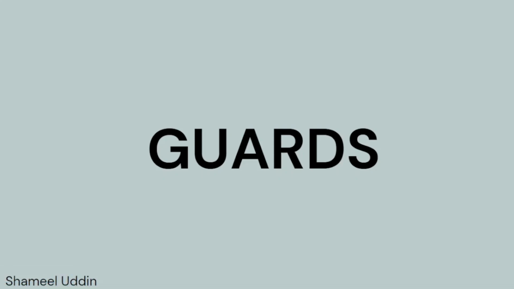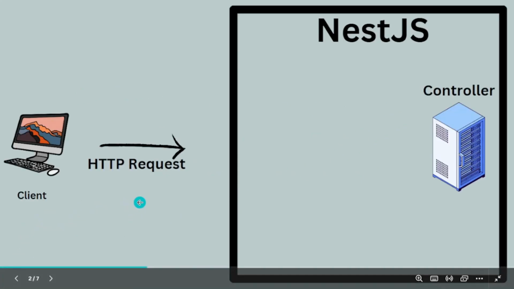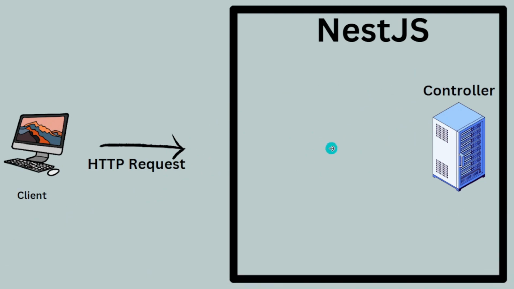Hello everyone. In this video, we will be covering the topic of guards in Nest.js. With the name, you would understand that it has something to do with security. So let's move forward. This is the client which sends an HTTP request to our Nest.js ecosystem, right? Previously we learned about middlewares as well as pipes, but there is one other concept that we have not learned, that is interceptor.